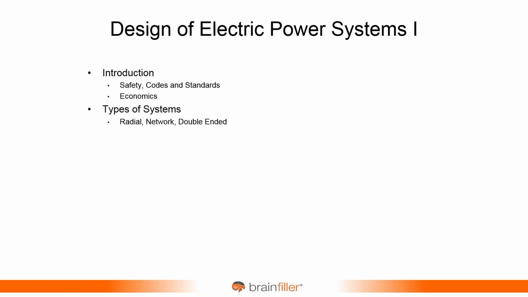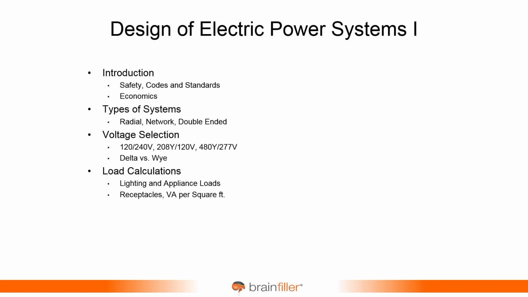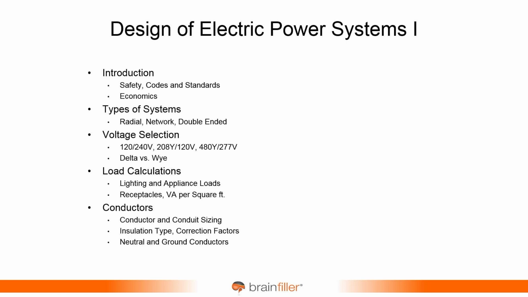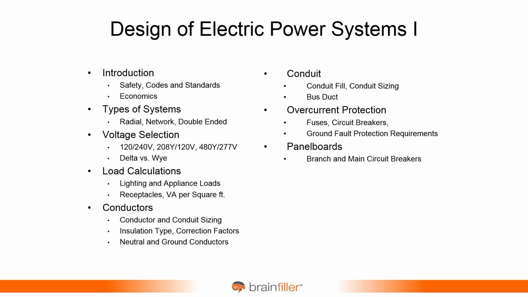basic types of power systems, voltage selection, and a lot of this seems fairly simple. Some of it is. Some of it, there are a lot of details that we will get into. And then we get into load calculations. There were some pretty significant changes to the 2020 National Electrical Code when it comes to load calculations. We'll be looking at that. We'll look then at conductor selection and conduit, overcurrent protection.